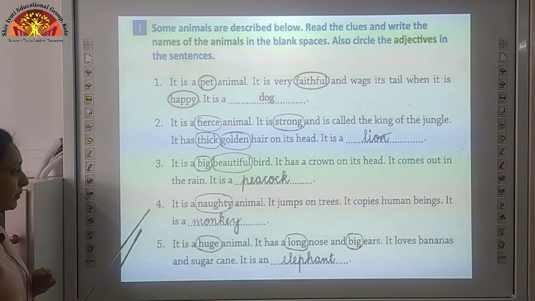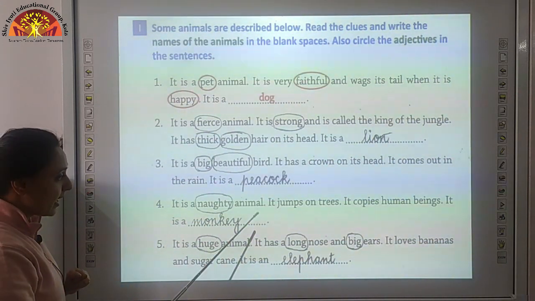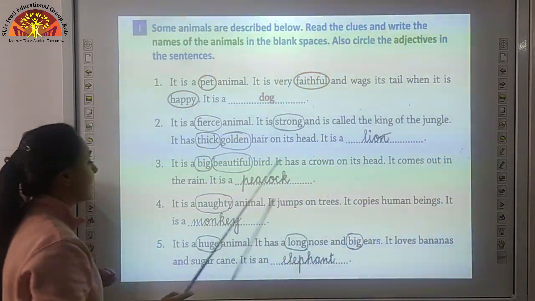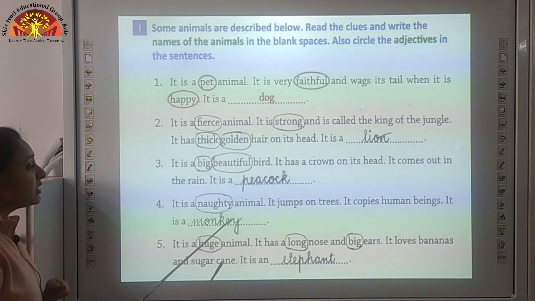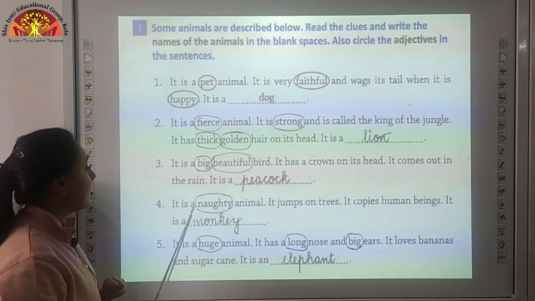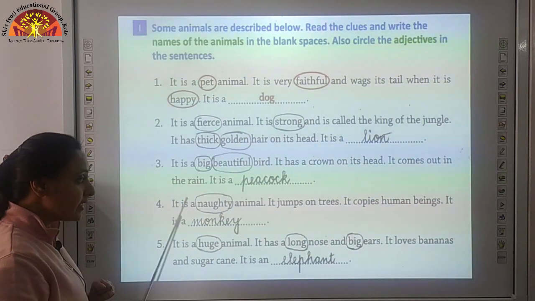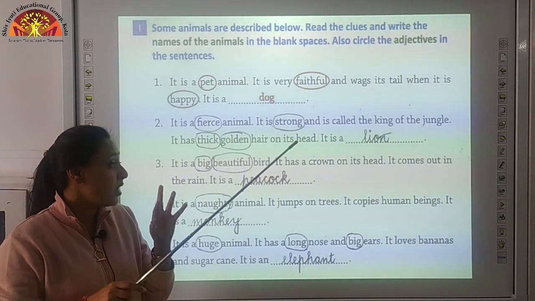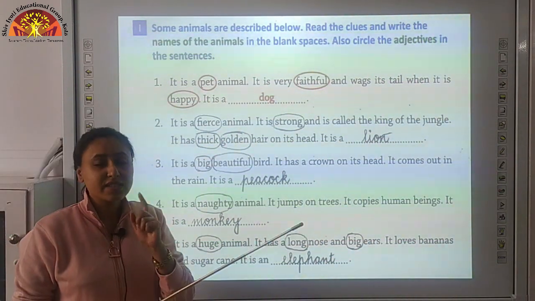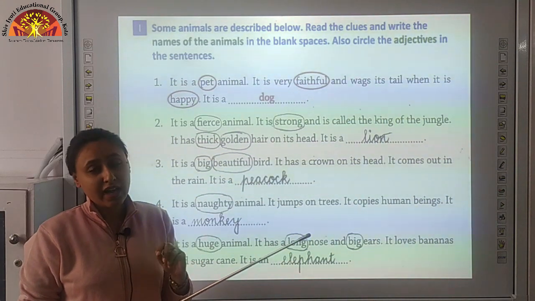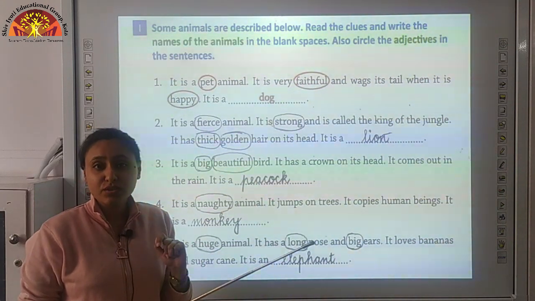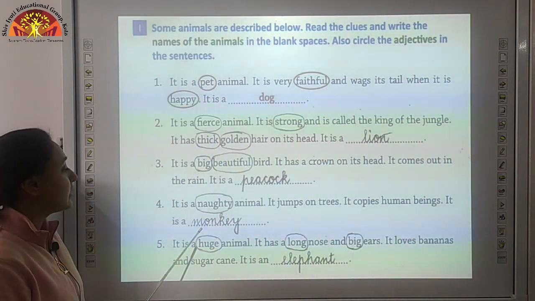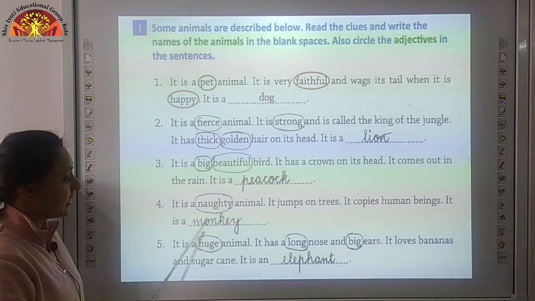Okay. Now look at number 4. It is a naughty animal. It jumps on trees. It copies human beings. It is a dash. Children, here adjective is N-A-U-G-H-T, naughty. Circle it. So we are talking about naughty animal. It jumps on trees. It copies human beings. It is dash. You must have heard story of monkey and a cap seller. So who is there in that story? Monkey is there in the story. Okay. He copies cap seller. So correct animal for this is M-O-N-K-E-Y, monkey.